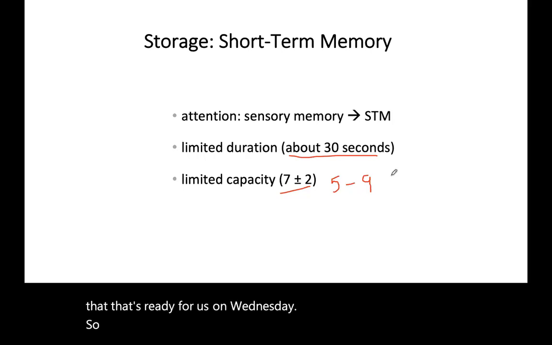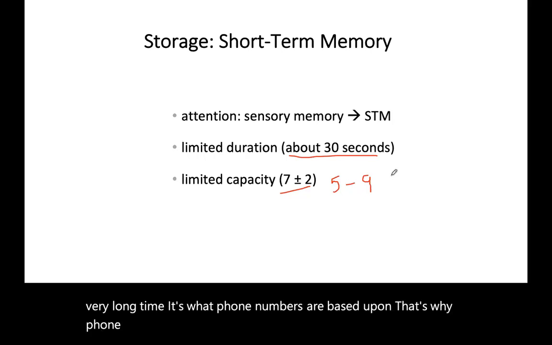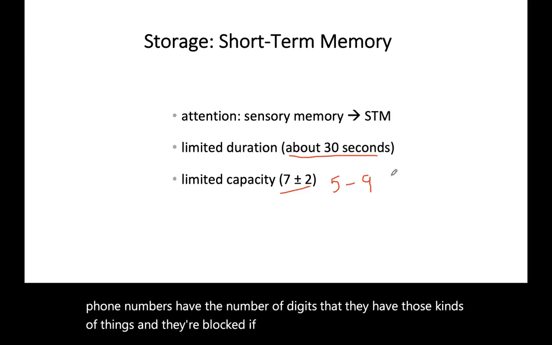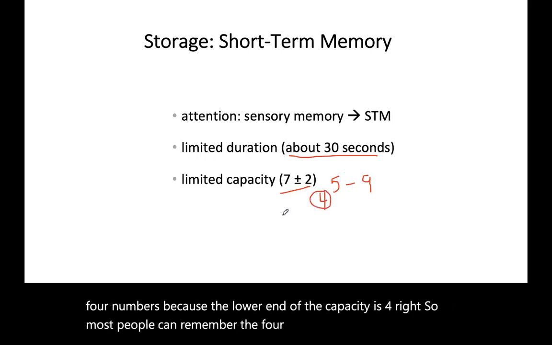And just so everybody knows, this capacity has been around for a very long time. It's what phone numbers are based upon. That's why phone numbers have the number of digits that they have, those kinds of things. And they're blocked, if a number is 3 numbers, then 4 numbers, because the lower end of the capacity is 4, right? So most people can remember the 4 digits. And so we chunk that into information.